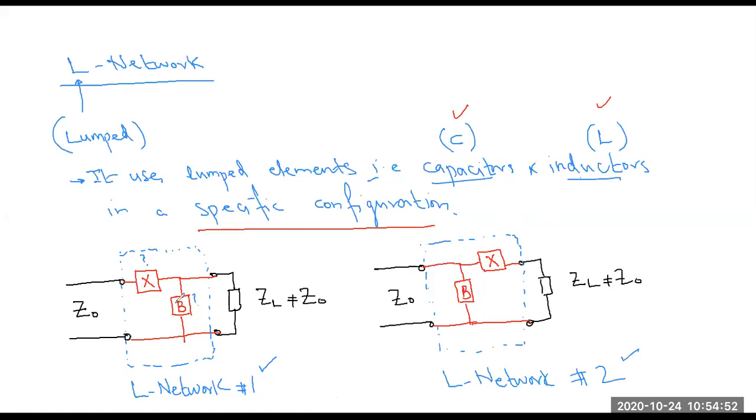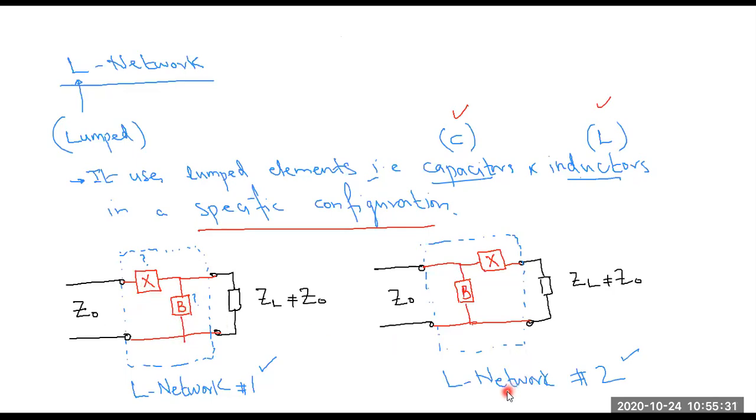So what are the possibilities? This can be a capacitor, this can also be a capacitor. So both of these can be capacitors. There is a possibility that this is an inductor, this is also an inductor. Second possibility, this is a capacitor, this is an inductor. This is the third possibility. What is the fourth possibility? This is an inductor and this is a capacitor. So when you start designing this L network, there are four possibilities: capacitor, capacitor; inductor, inductor; capacitor, inductor; inductor, capacitor.